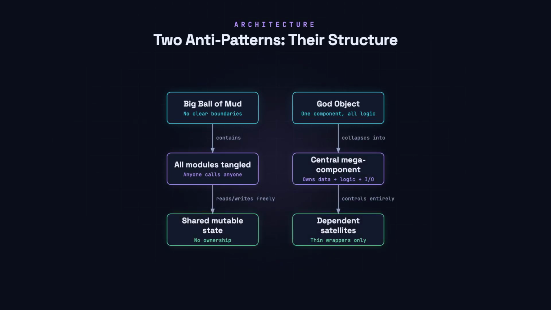Structurally, these two anti-patterns look different, but both destroy clean architecture. In a big ball of mud, every module can reach every other module and every piece of data. There are no enforced boundaries, so the whole code base becomes one tangled mass. In a God object, boundaries technically exist, but one component has absorbed so many responsibilities that everything else depends on it and cannot function independently.